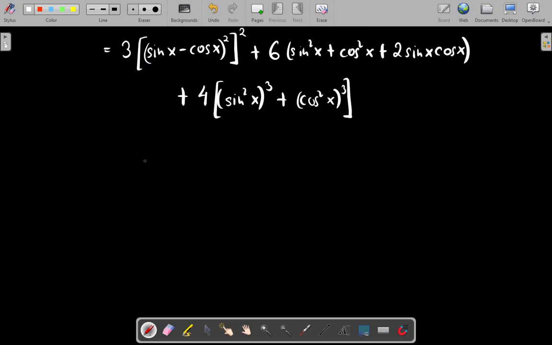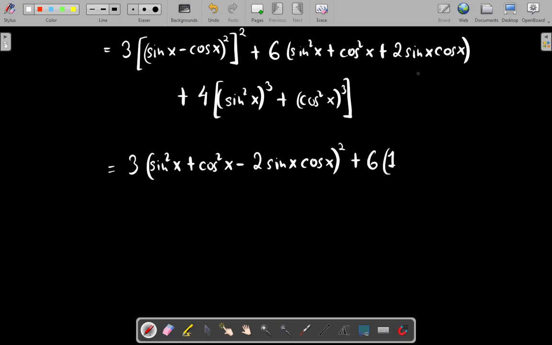Now for the first term, we expand the a minus b whole square formula, so this becomes sin square x plus cos square x minus 2 sin x cos x. This is a minus b whole square and there is a square over that. Similarly, for the second term, sin square x plus cos square x is 1, right? And this 2 sin x cos x is nothing but sin 2x. So this is the second term.